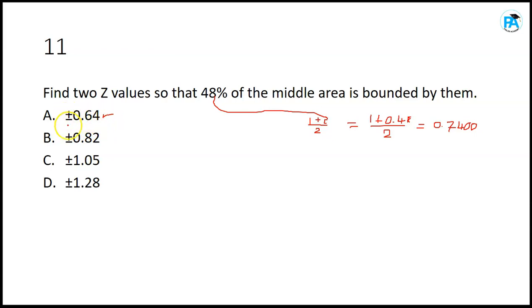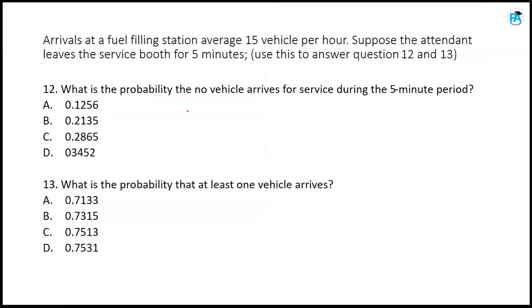Now the reason why we say plus or minus is that at this side there will be a minus, at this side is a plus. We said two z values. Okay, so plus or minus 0.64. So that's the answer to this as well. Okay, so let's proceed to the next one.